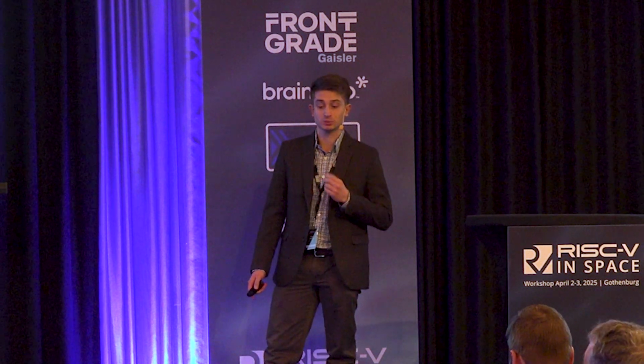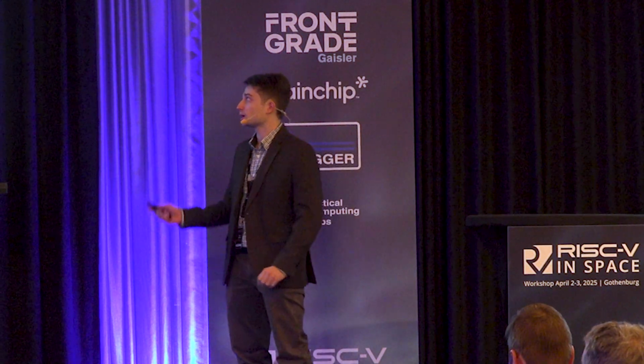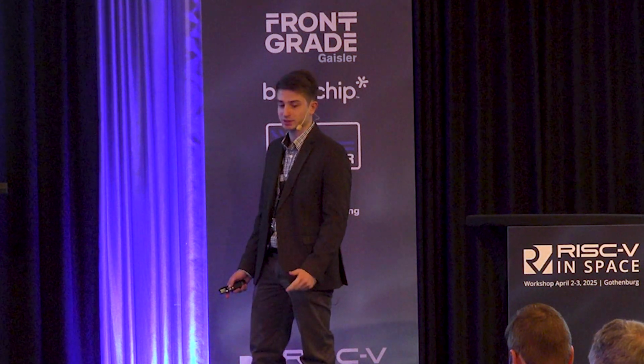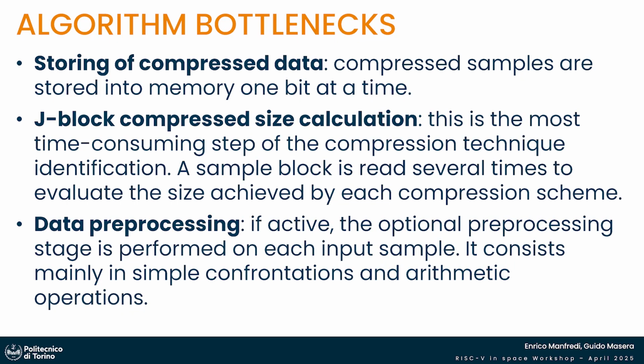After profiling the algorithm using ASIP Designer, we highlighted the three main computational bottlenecks. The first one is the compressed data that are stored 1 bit at a time in the memory. Then there is the compression of a block of input samples, which is iterated for every compression technique and obviously for every input sample block. And then there is the data preprocessing, which, if active, is applied on every input sample.